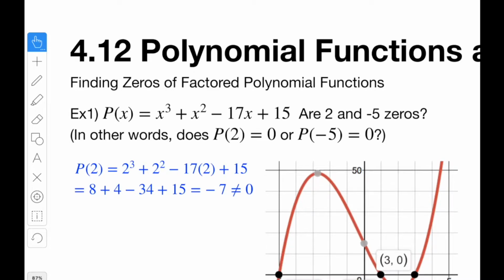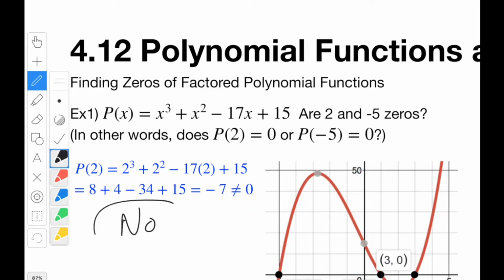So here we can see the question is, if you're given a polynomial like this, are 2 and negative 5 zeros? So in other words, when you substitute 2 for x, do you get 0? Or when you substitute negative 5, do you get 0? And you can see that when we do, we get p of 2 is 2 cubed plus 2 squared minus 17 times 2 plus 15. And then when you actually add them all up, you get negative 7, which is not equal to 0. So the answer is no. For the first one, it is not. Let's see what else happens.